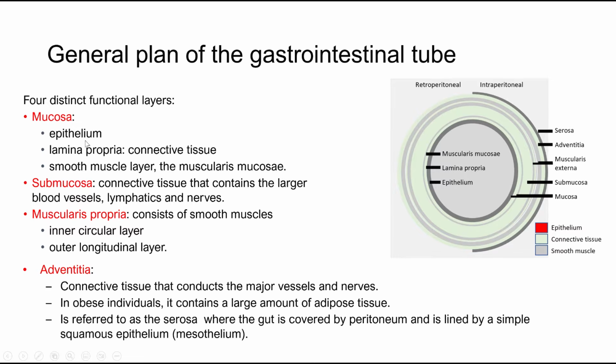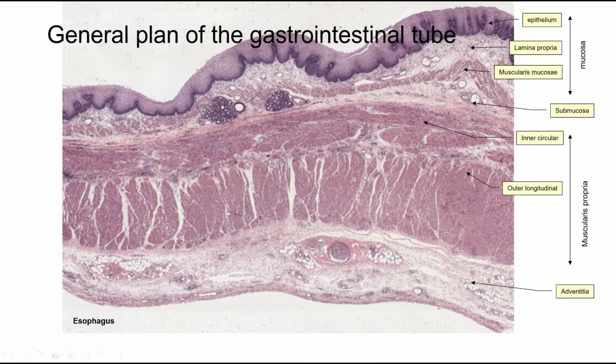Like the mucosa has the epithelium, lamina propria, and a smooth muscle layer, which is called the muscularis mucosae. And then the muscularis propria is subdivided into inner circular and outer longitudinal layers in most places. And then there is the adventitia. Now let's apply this on an actual section from the gastrointestinal tract. This is a section showing the esophagus.